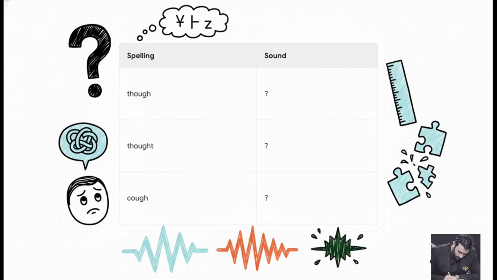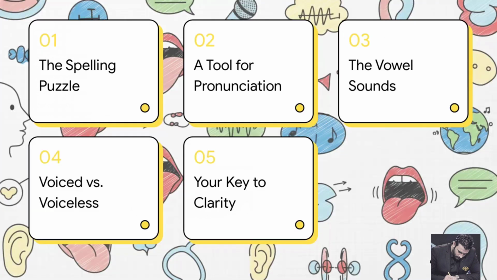Okay, let's just dive right into the problem. Take a look at these three words. They all have that same O-U-G-H spelling, so they should rhyme, shouldn't they? I mean, logically, yes, but we say though, thought, and cough. In a lot of other languages, what you see is what you get. The letters are predictable. But with English, well, as you can see, it's just not like that at all. So how do we possibly crack this code?